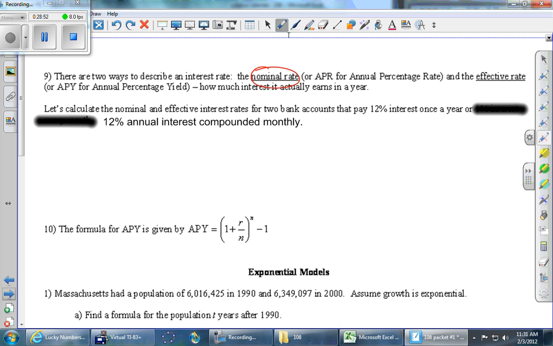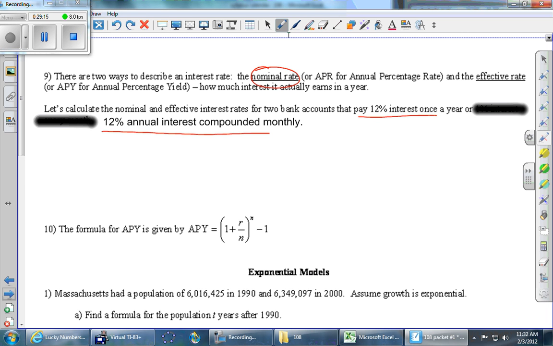Nom generally refers to a name. So if you've seen an author's name written as a nom de plume, it's the name that they go by when they're writing. So nominal means the rate in name only. So for both of these problems, in name, the interest is 12% annually.